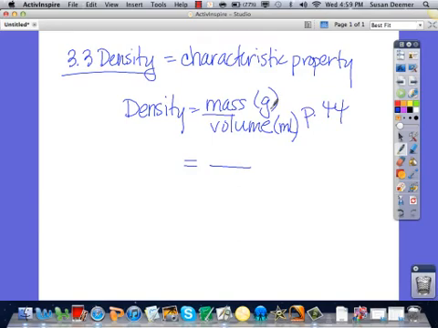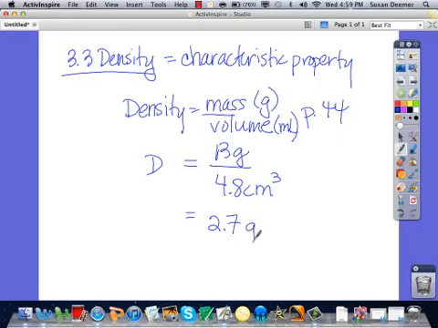So the example in your book talks about a sample of aluminum that was measured to have a volume of 4.8 cubic centimeters. And that piece of aluminum, when it was put on a balance, had a mass of 13 grams. So when we divide those two, we wind up getting 2.7 as our number answer, but you must also carry along the grams per cubic centimeter.